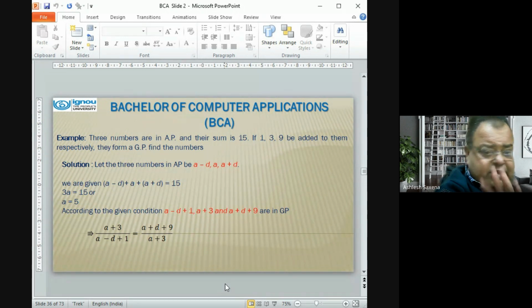which are in GP. Now for GP, what is the condition? Second term divided by first term is equal to third term divided by second term. This is what is written over here. Is that clear? Now, what we will be doing? We know A. A is 5. Reduce this problem.